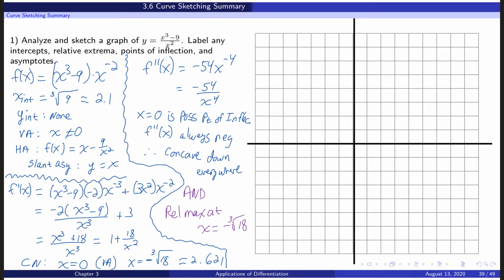So let's go ahead and put that stuff on our plot. The x-intercept is at roughly 2.1. I'm going to make every two boxes equal to a unit. So 1, 2, 3. Our x-intercept is 2.1. Our vertical asymptote is that x cannot equal 0. Put a dashed line there. And our horizontal asymptote is actually a slant asymptote, which means in the long run, the plot is going to look like y equals x.